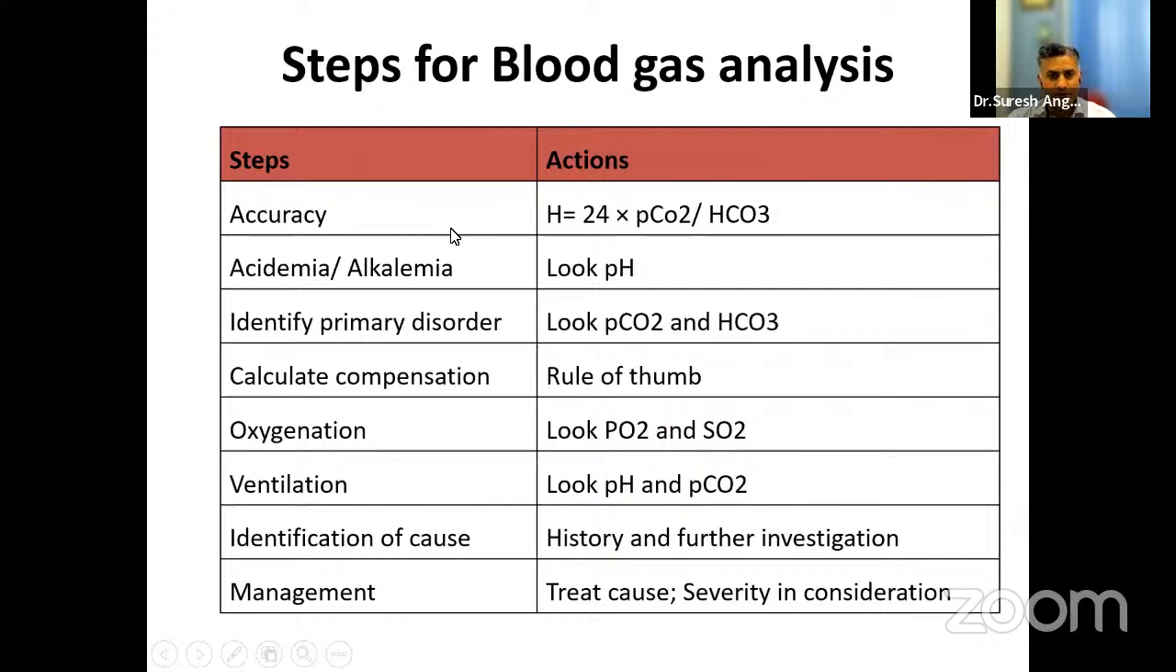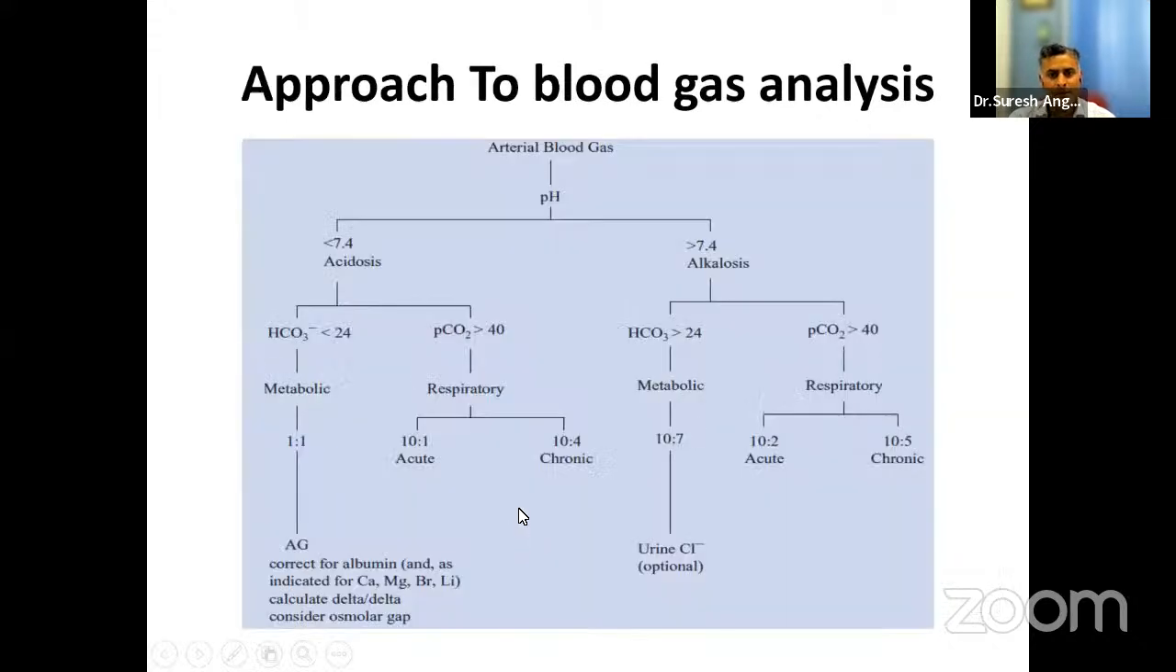First, we have to check the accuracy. We have to see whether it is acidosis or alkalosis. Identify the primary disorder, whether it is respiratory or metabolic. If there is any compensation, we have to calculate it by using the rule of thumb. We have to look at oxygenation and ventilation by looking at PO2 and SaO2 as well as PaCO2. And then based on history and examination and interpretation of blood gas, we can identify the cause, and then it can help us in treating that particular cause, or we can identify the severity of the problem, right?